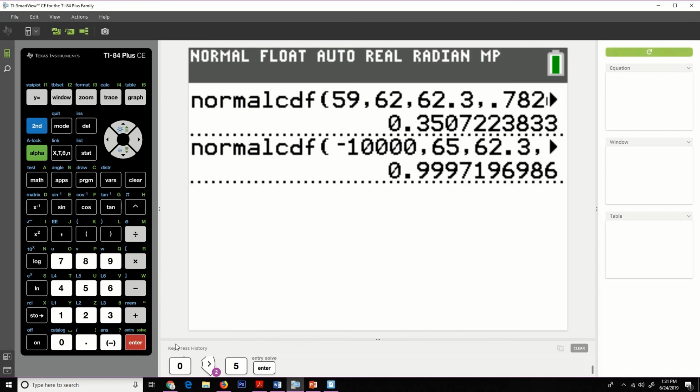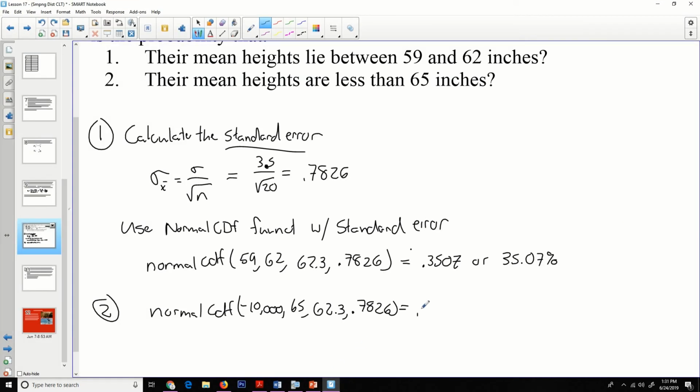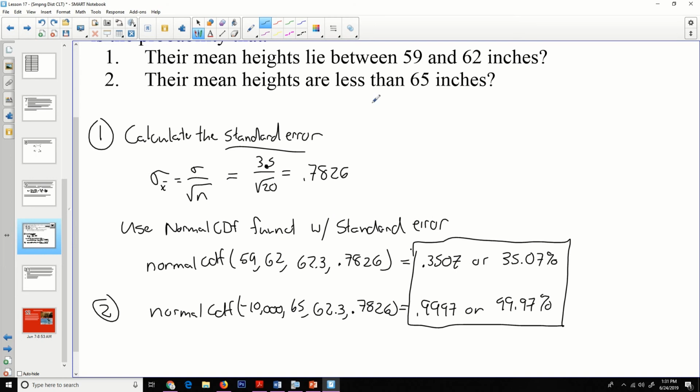Hit enter. And so there is a 99.97% chance, or a 0.9997 probability, that all 20 of those students will lie less than 65 inches.